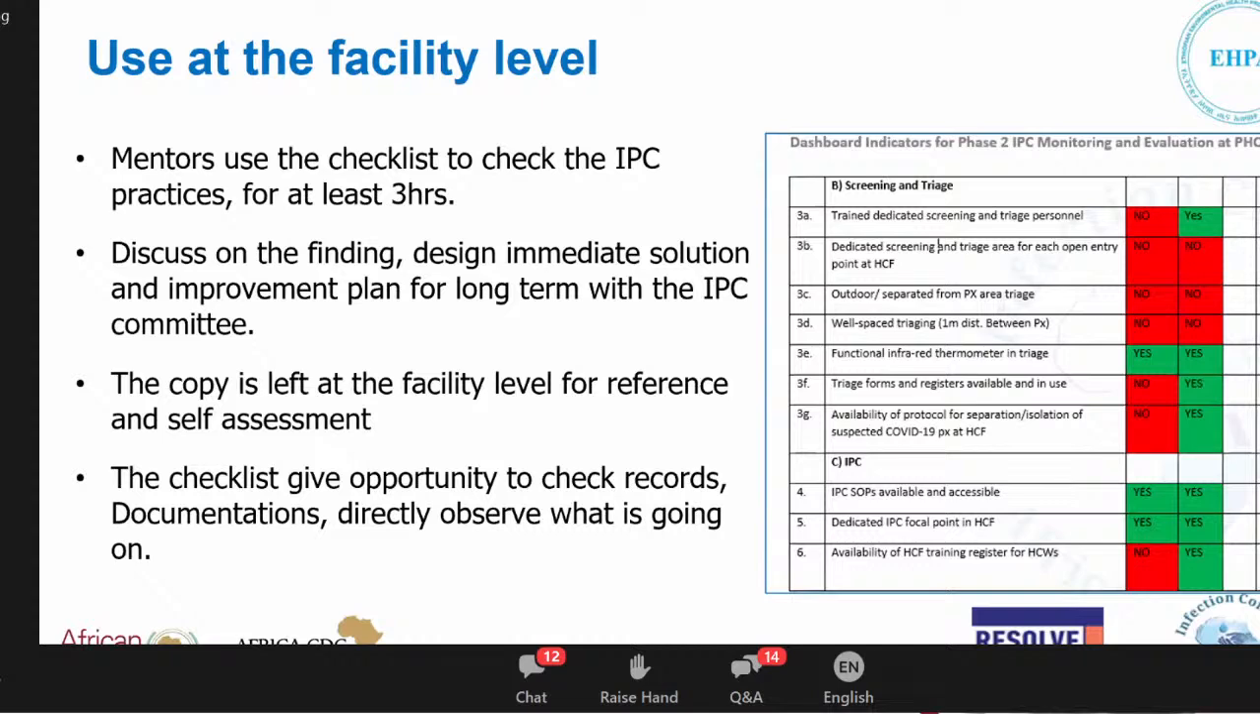So the checklist gives an opportunity for record improvement, documentation, and direct observation of the IPC process. As you can see, I tried to screenshot some part of the checklist we use, which is color coded. This one is the first visit, this one is the second visit. Now we are on the second visit, so we record it. If the service is not there, we record it as no, and if it has improved by the next visit, we change it to yes. So this is how we use the checklist at the health facility.